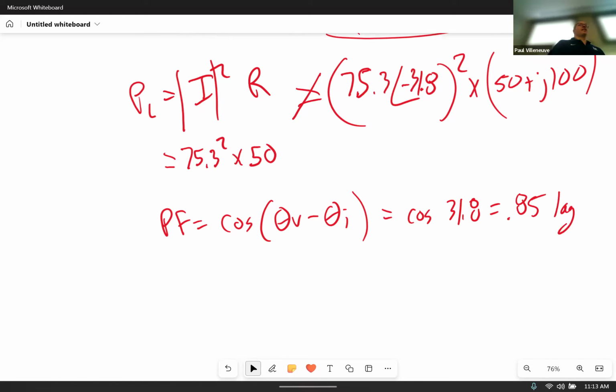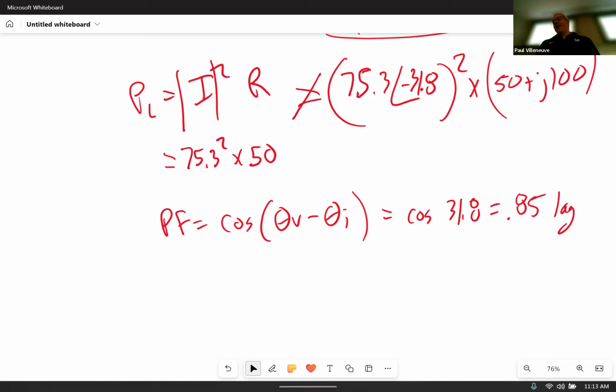Did you ever find 0.85 lagging anyplace else? In the first one? Yeah. How about in the description of the problem? It said, what is the power factor of the load? I gave you the power factor of the load. You just had to write down 0.85 lagging. You didn't have to do the calculation. You could have sanity checked your work and did this part.